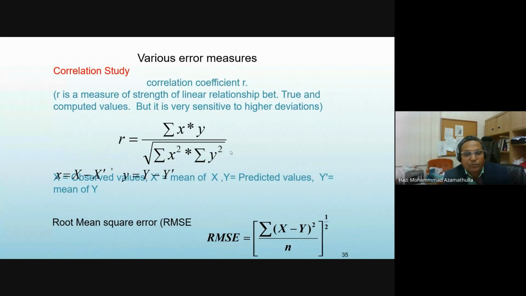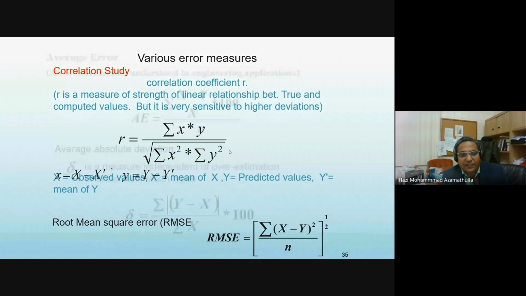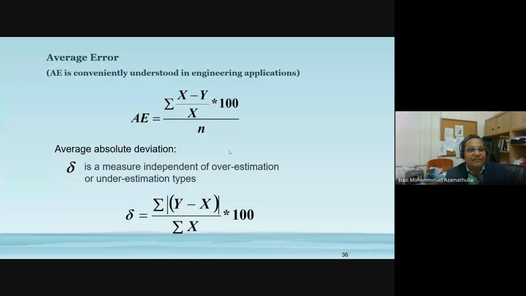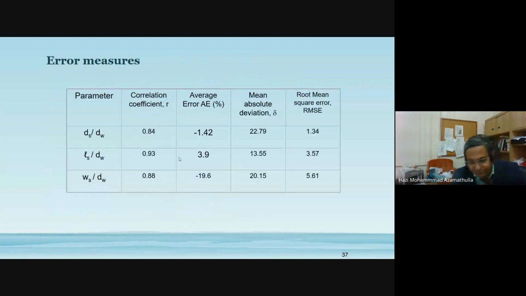Next, then also mean absolute error. Next slide please. Average error and average absolute deviation. Is that okay? So like this. At that time I published only these three formulas in each journal. You can see the correlation coefficient is perfect and the average error is a little bit off. The mean absolute deviation and root mean square error are all acceptable with the regression equation.